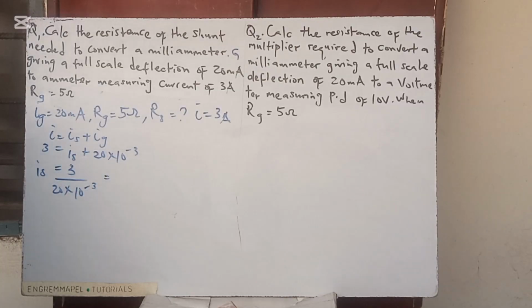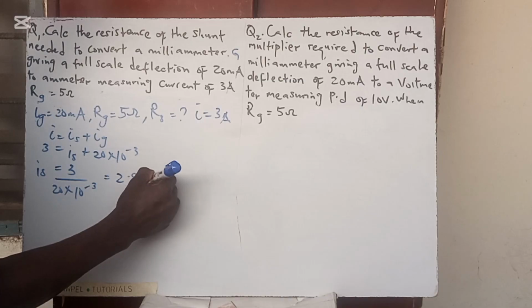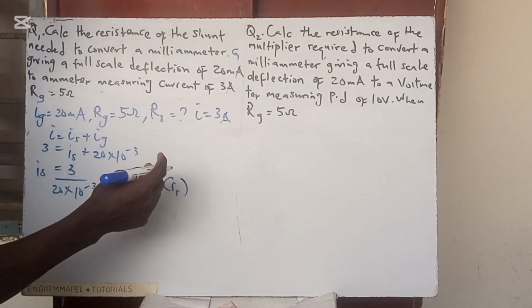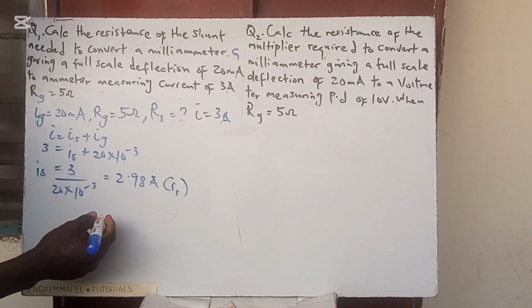So that will give us, let me calculate that, 2.98 ampere. So this is our Is. When we have our Is now, we can use that formula, because we are using a shunt resistor to convert the galvanometer to an ammeter. That is going to be in parallel.